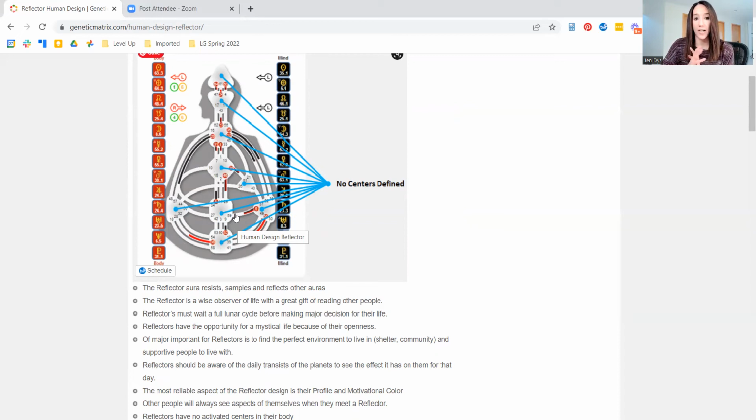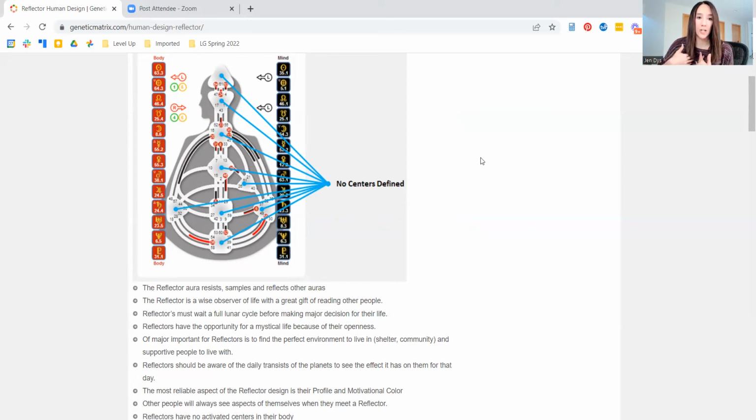They have gates that are activated, so they still have a lot going on in their chart, but they don't have that definition in any of their centers. There's no definition in any of their centers. And each center, whether it's defined or open, also plays a role in the different way that your energy type presents.